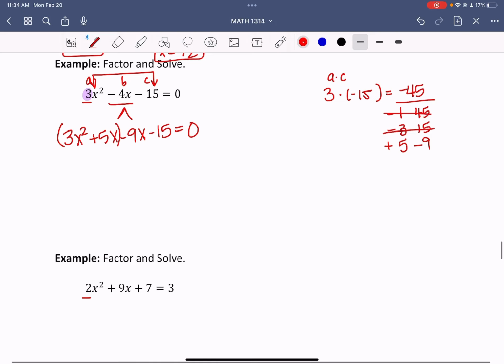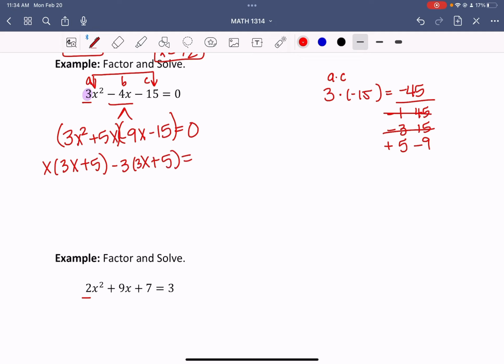I'm going to look at the front 2 and factor like we did the previous example by GCF. They both have an x in common, so I can pull that out to give me x times 3x plus 5. Looking at the back 2, they both have a negative 3 in common, so I can pull that out, again, leaving me with 3x plus 5.